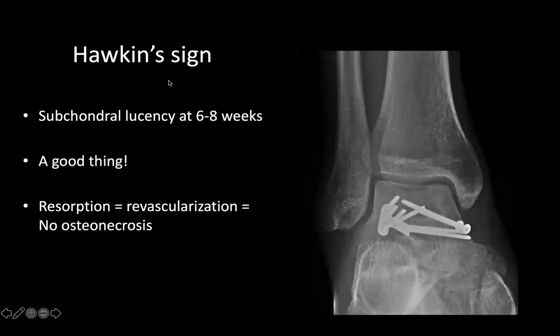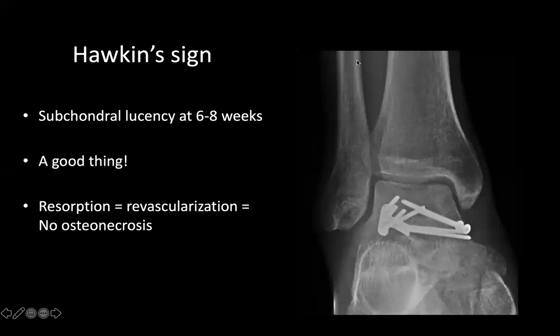So we talked about the Hawkins classification. There's both a Hawkins classification and a Hawkins sign. The Hawkins sign is, I don't know, it's always counterintuitive to me, but it's a lucency in the talar, just below the subchondral bone of the talar body that you see typically 6 or 8 weeks after surgery.